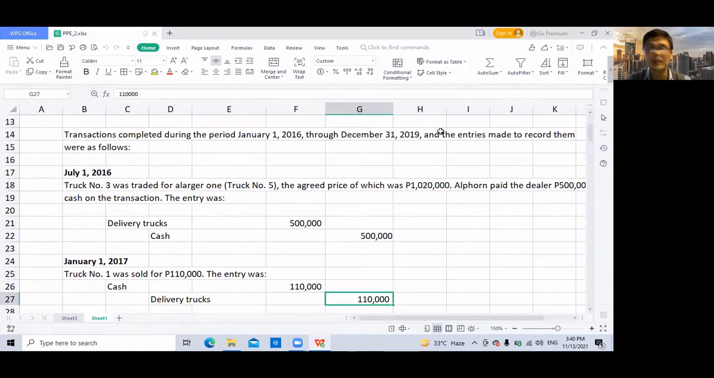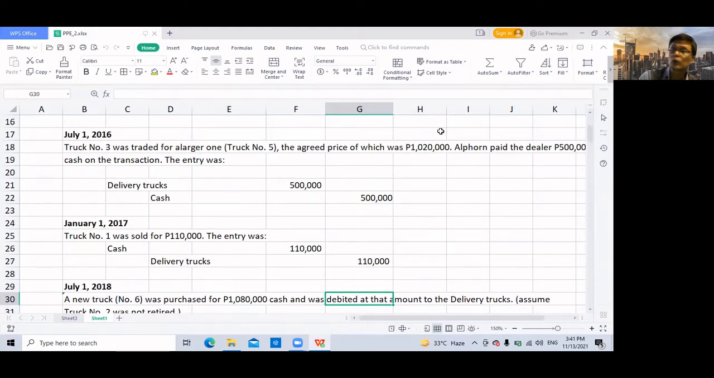Because naglabas ka ng asset, binenta mo for cash. So how would you know kung merong gain doon or may loss? Kailangan i-compare mo yung carrying amount as of that date with the purchase price, kung magkano pa yung halaga ng carrying amount niya.